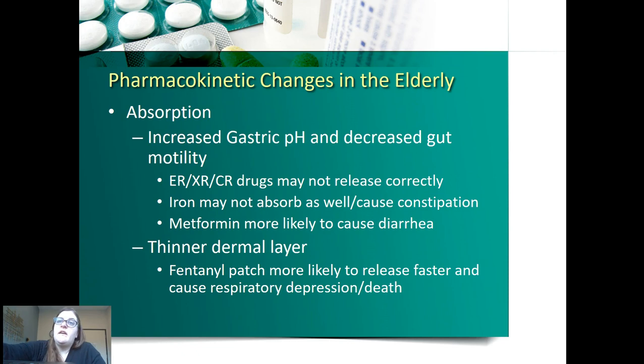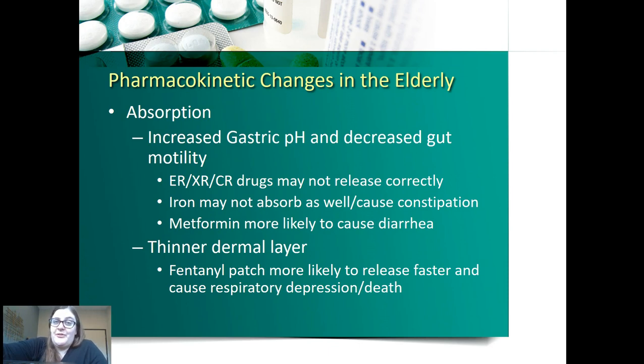Okay, so in the elderly, you have some changes beyond just renal elimination. So they overall have increased gastric pH. So that means it's more basic, which seems a little counterintuitive because they're all taking PPIs. But actually, even though maybe they're feeling more symptoms of GERD, their stomach is actually going to be less acidic than the average adult. Also, their gut motility is kind of slowed down. And so you may see some difference in absorption of those controlled release substances.